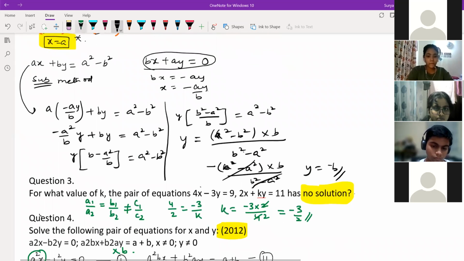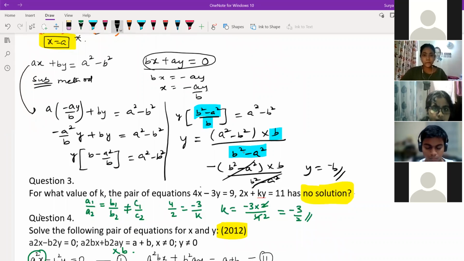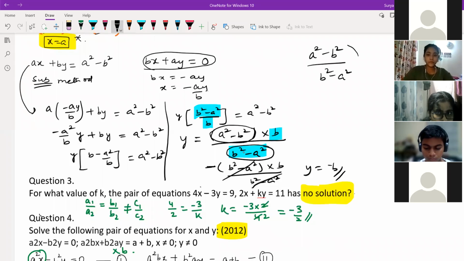Here so many tricks I have used. See what I have taken here: a square minus b square. Then I sent this b here and this upper part down. Understood? Then here I have taken minus common. Why am I taking minus common? Because I want to make both of these common. Upper one is a square minus b square and down is b square minus a square, children.